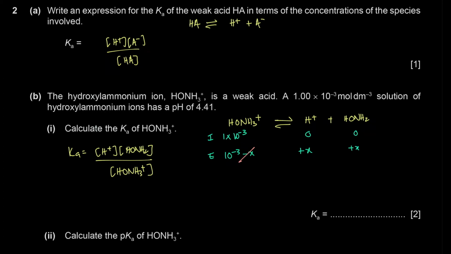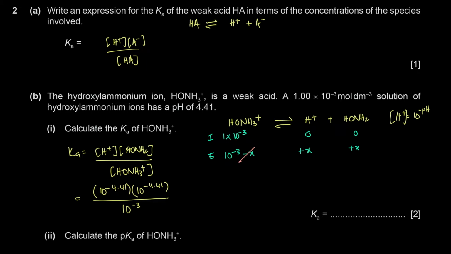Okay. Now, they've given us the concentration of H plus here. That's just x, right? They said pH is 4.41, so the concentration of H plus is 10 to the power of negative 4.41. Again, the concentration of H plus is 10 to the power of negative pH. And obviously the concentration of the conjugate base is the exact same, also 10 to the power of negative 4.41. Divided by the concentration of the acid, which we said at equilibrium is the same as the initial concentration. That's 10 to the power of negative 3.